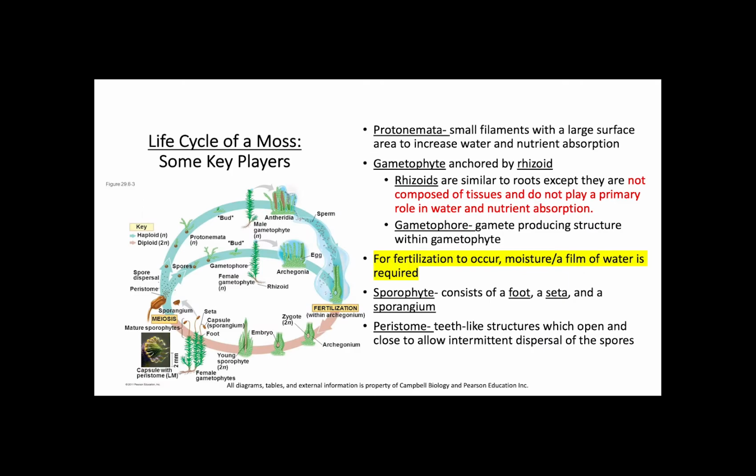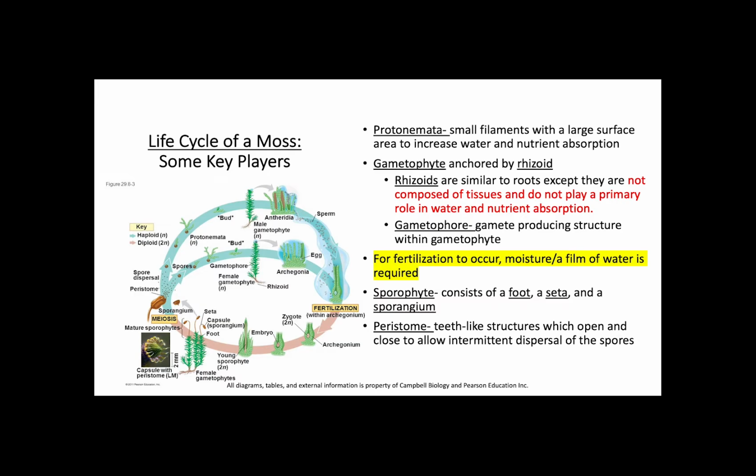Now let's look at the key players in the life cycle of a moss, or otherwise known as a bryophyte. So we'll start out with protonemata, which are in this figure on the left. They're towards the top left corner. And protonemata are small filaments with a large surface area to increase water and nutrient absorption.